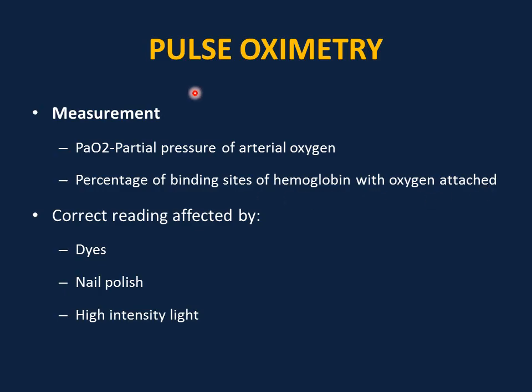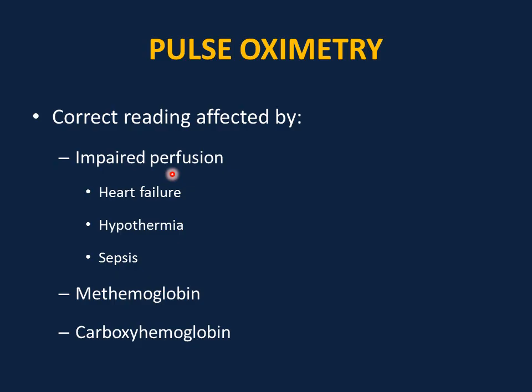It's a very small and handy tool you can use even in the medical office. The correct reading of pulse oximetry can be affected by many factors you have to keep in consideration. For example, dyes, nail polish, high intensity light, impaired perfusion or hypoperfusion, for example heart failure, hypothermia and sepsis. These conditions can give you false reading on pulse oximetry. Methemoglobin and carboxyhemoglobin also can give false reading.